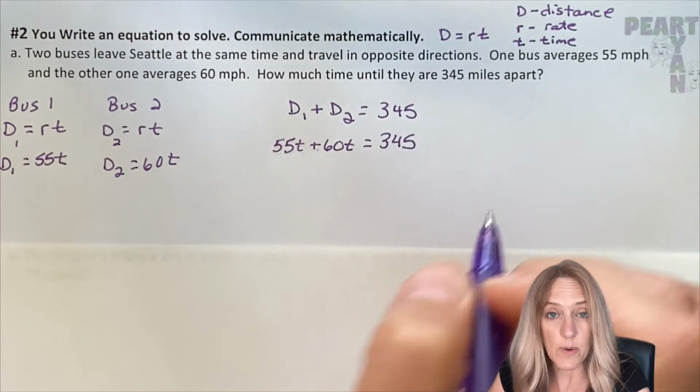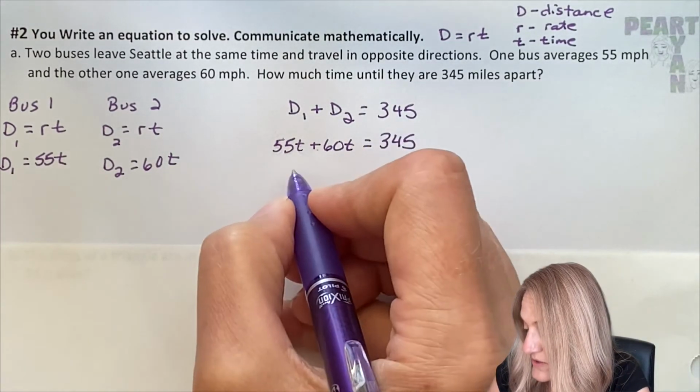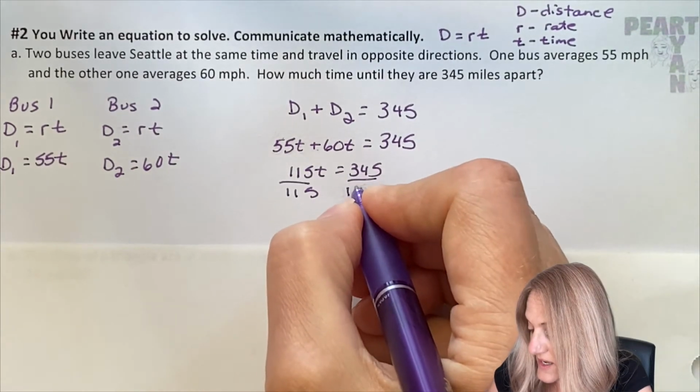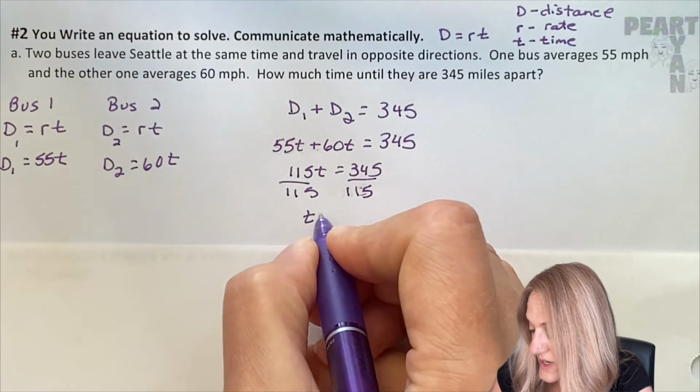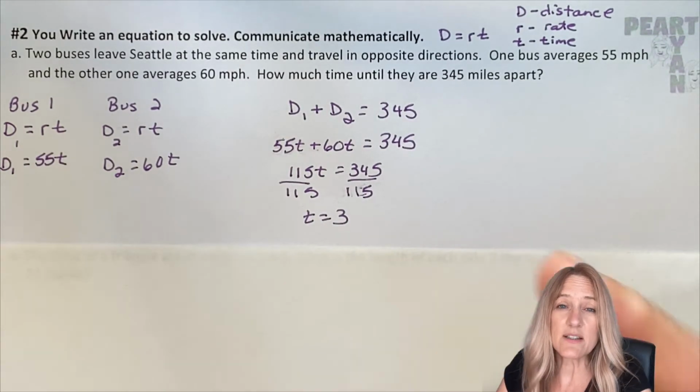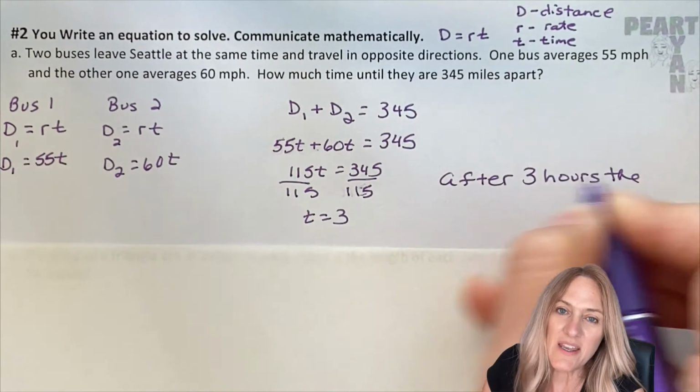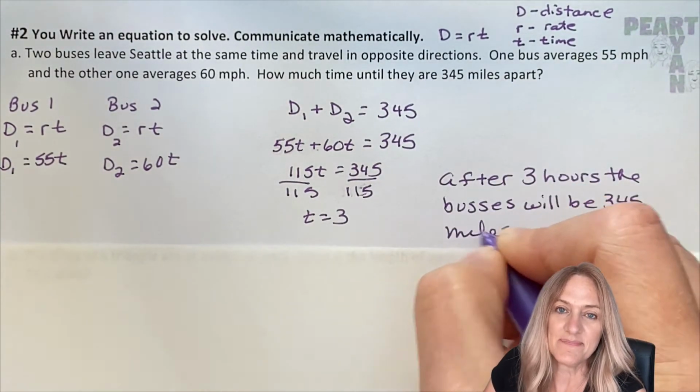Remember, I've kept it an equation. Then I combine like terms. 115t equals 345. Divide out that 115, and we of course end up with t equals 3. I've solved the equation, but I haven't yet responded to the problem. So after 3 hours, the buses will be 345 miles apart.